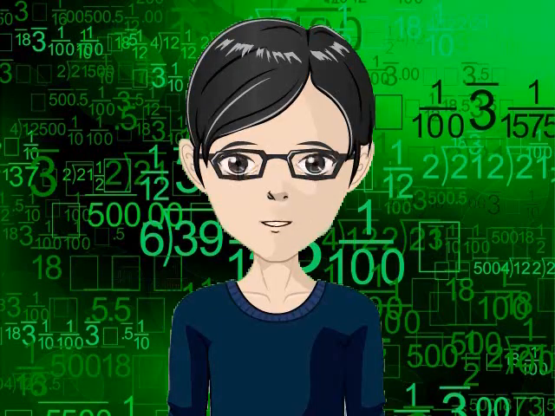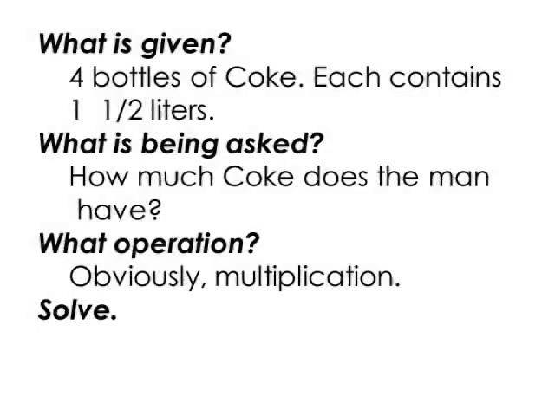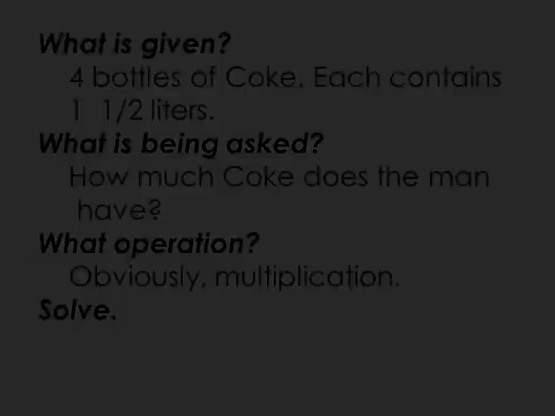Are you finished? Let's check your answers. What is given? 4 bottles of Coke. Each contains 1.5 liters. What is being asked? How much Coke does the man have? What operation? Obviously, multiplication. Let's solve. 4 times 1 and 1/2.